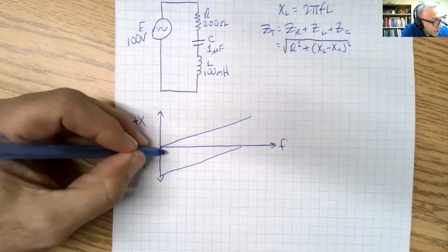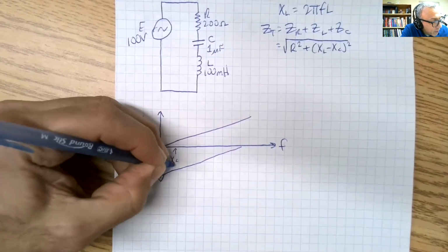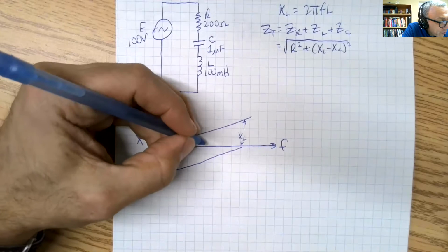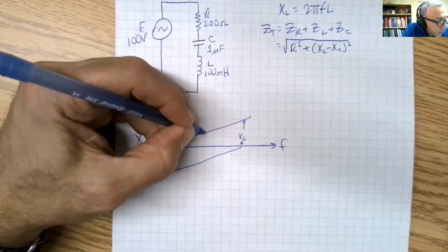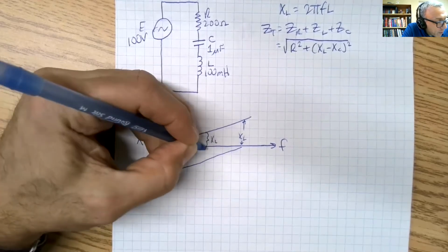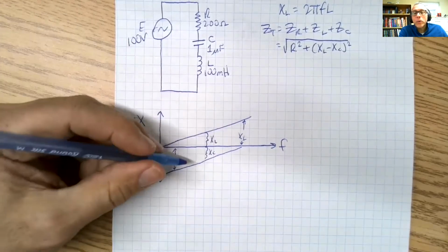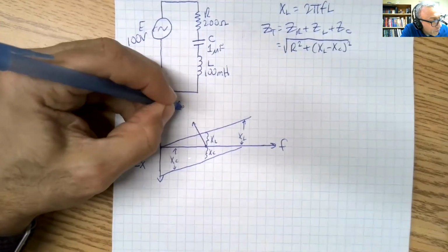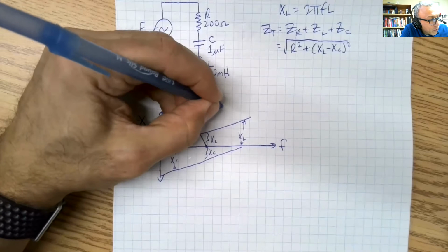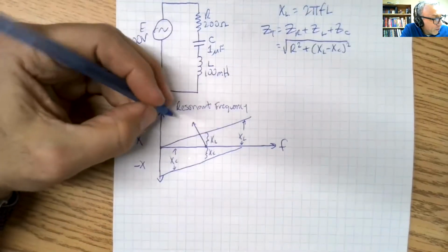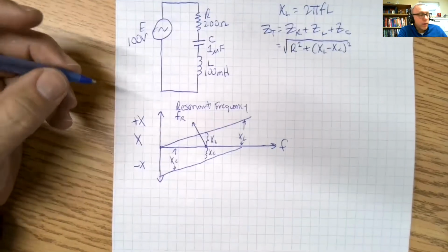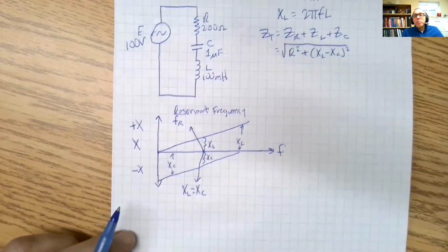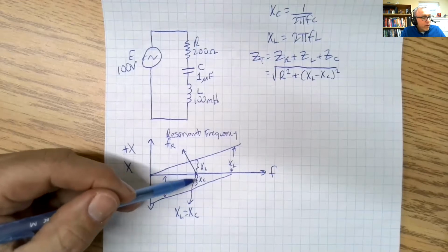They don't necessarily go in parallel lines like that. But here is XC, and here is XL, and it keeps increasing. There does come a point where XL and XC are going to equal each other. And that point is called the resonant frequency. And at that point, XL is equal to XC. That's a very big point, the resonant frequency.